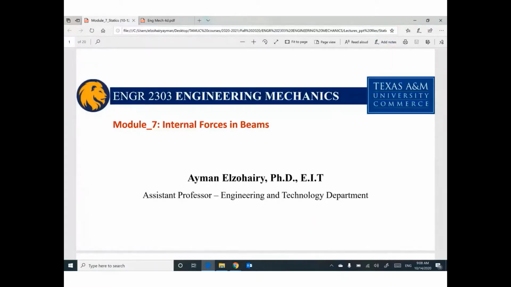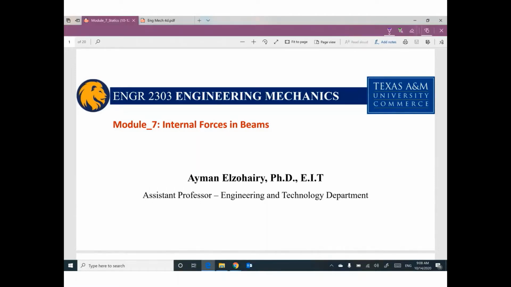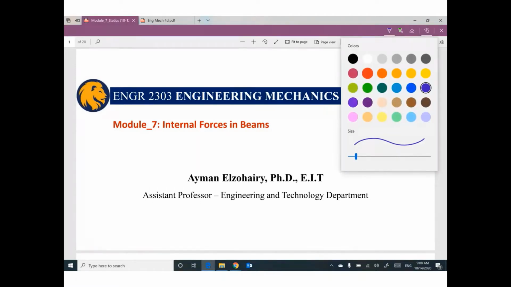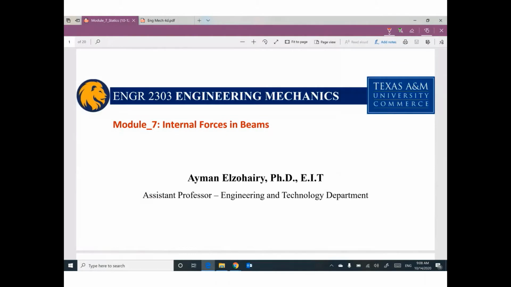Our new topic today is talking about internal forces in beams. If your major is construction engineering, all of these topics will be covered in more detail in spring semester during the structure analysis and design course.